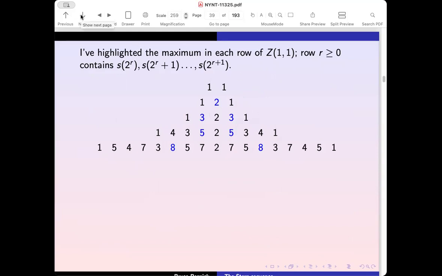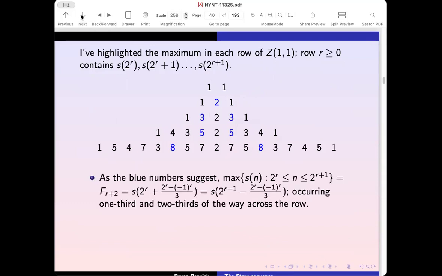Now, if you look at the maximum in each row, students like seeing 2, 3, 5, 8 and make a guess as to what it will be. It is the Fibonacci sequence appearing as the maximum in each row.